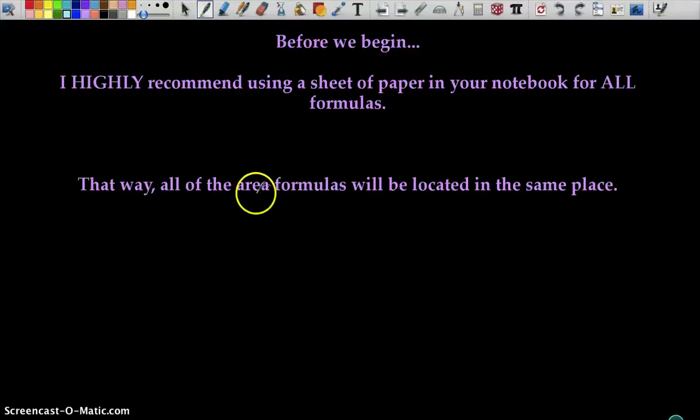So we're going to get into area of all different types of two-dimensional shapes. Before we begin though, I highly recommend either using a sheet of paper in your notebook or a piece of computer paper or something and put all of our area formulas in the same location, and then that way when you need the area formulas you can find them all in one place.